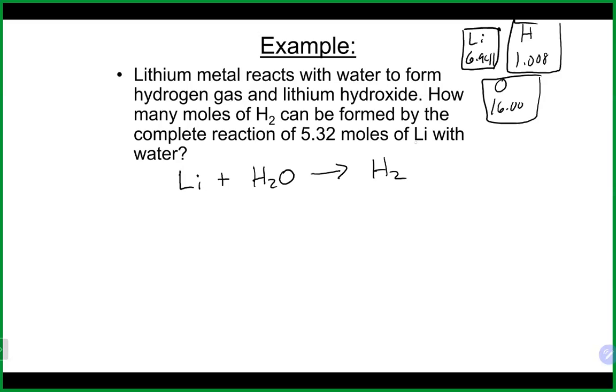Lithium hydroxide. Lithium is Li plus, right? Hydroxide is one of those polyatomic ions, which is OH minus. What do I get when I put them together? Yeah, I get one of each, right? So it balances out. LiOH, all right? So that is the unbalanced equation.